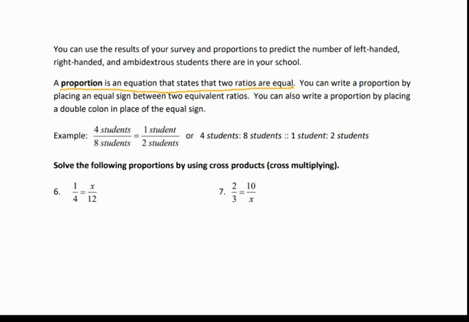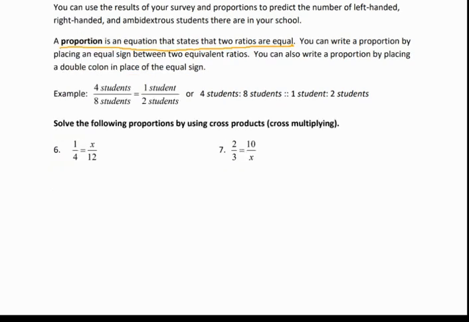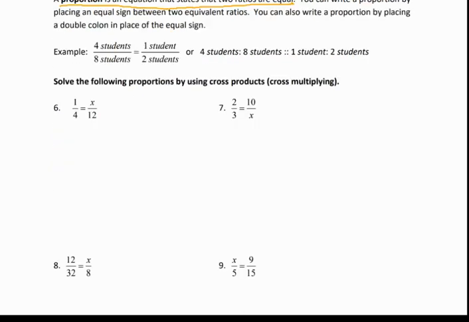Okay? So normally there's two ways we can do it. We can write it with the division bars, and that's the most common way. Or we can write it with the colons and then there's double colons. To be honest, we don't really use the double colon way. Our proportions will usually be set up as a single fraction equaling a single fraction. So what I want you to really focus on is 6 through 9. These are called proportions.